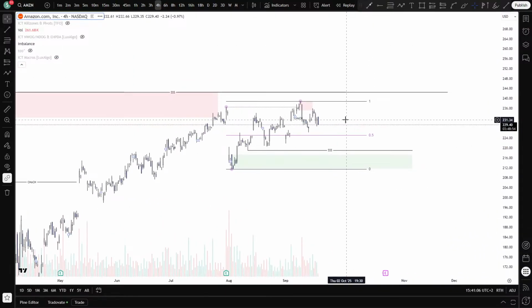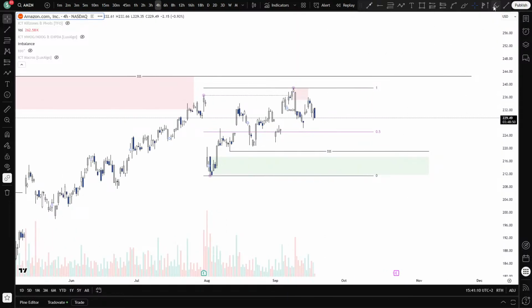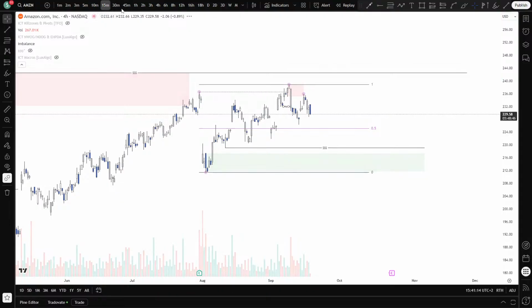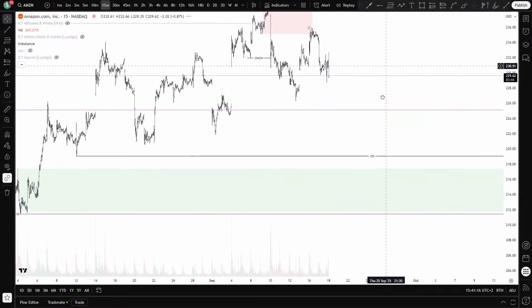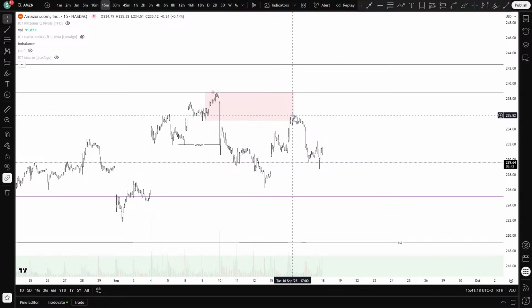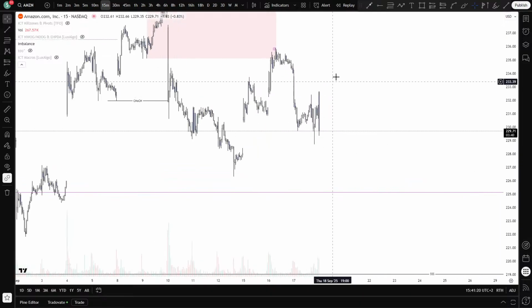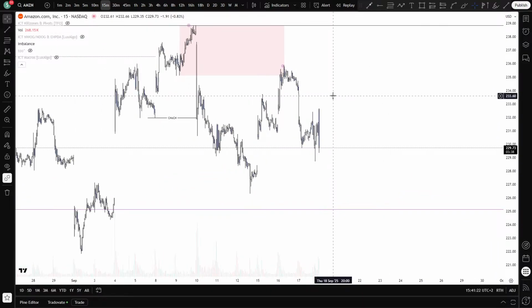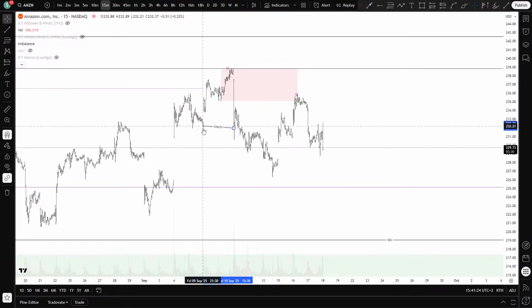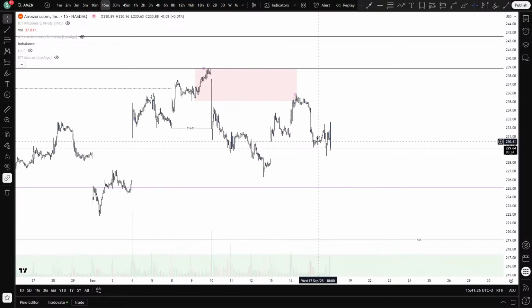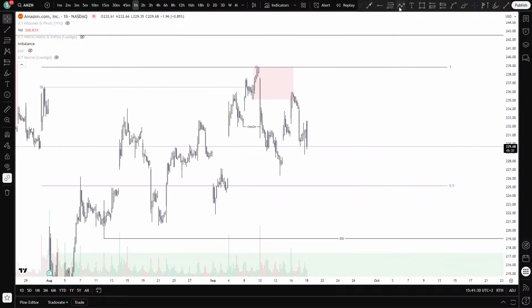So we have the change of character, we have a deviation of the range high, and we have a tap into our extreme supply. Let's see if locally we also got some more confirmations that we can trade lower. Once again, I would be looking for a change of character. In this case, the 1 hour is fine.